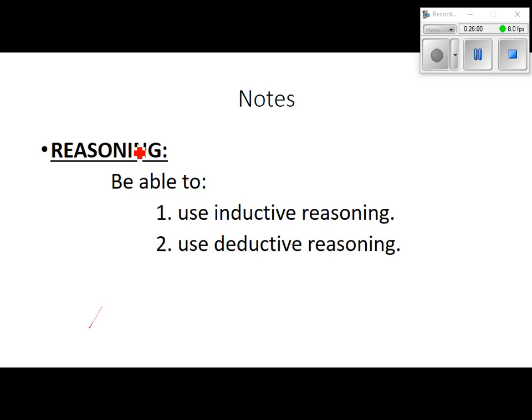Start copying this down. Reasoning, that's the title. We're going to cover inductive and deductive reasoning. If you want to write quickly, because I'm switching the slide. So, inductive reasoning, deductive reasoning. Two different kinds of thinking something through.